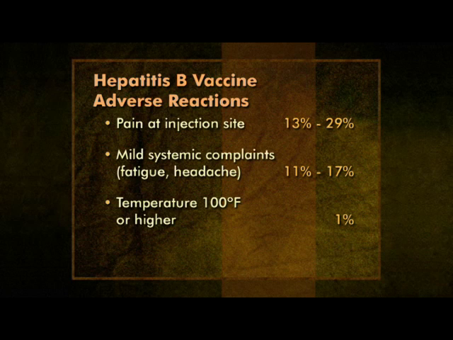Hepatitis B vaccine is inactivated, and adverse reactions following it are similar to those following other inactivated vaccines. Pain at the injection site is reported in 13 to 29% of recipients. Mild systemic complaints, such as fatigue or headache, are reported in 11 to 17% of adults. A temperature 100 degrees Fahrenheit or higher occurs in only about 1% of recipients.